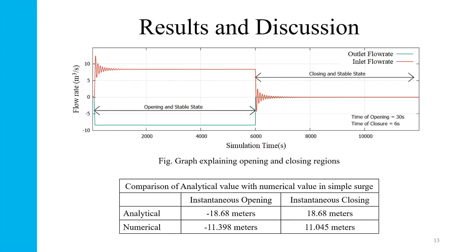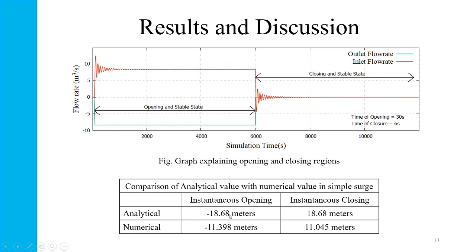This graph shows the general behavior during the opening and closing of the valve. When the outlet mass flow rate changes, the inlet flow rate undergoes damped oscillation to reach a steady value matching the outlet value. The first simulation was performed with simple surge without orifice with instantaneous opening and closure in order to compare with the previously calculated analytical value.